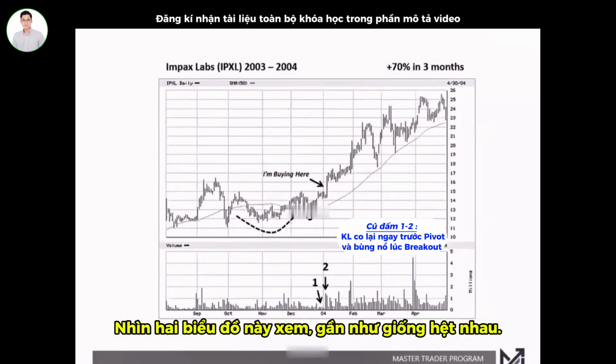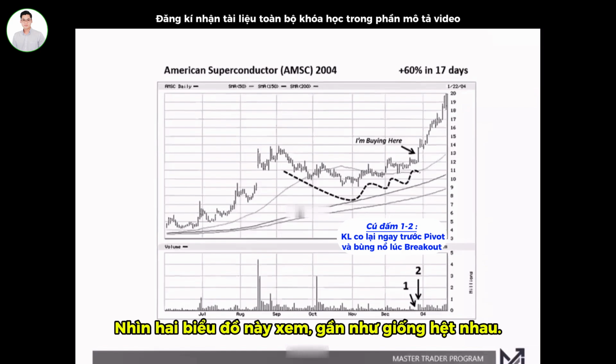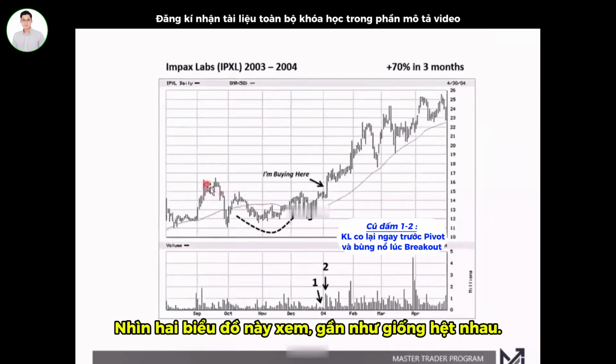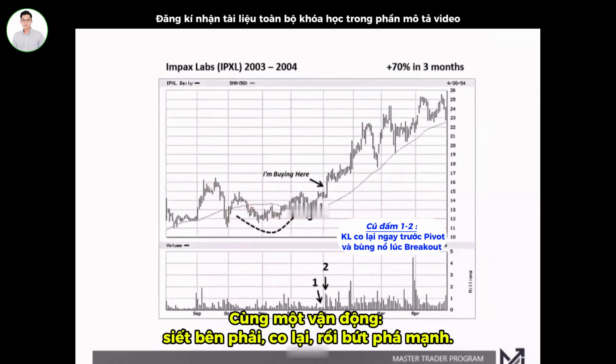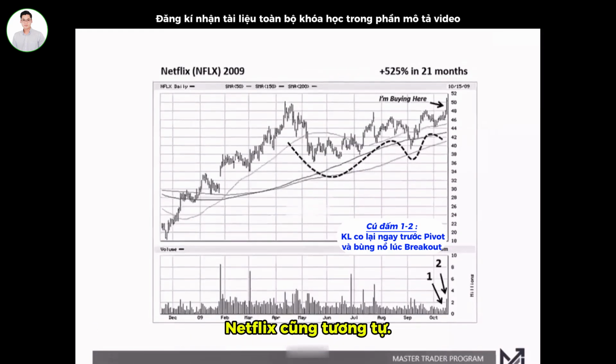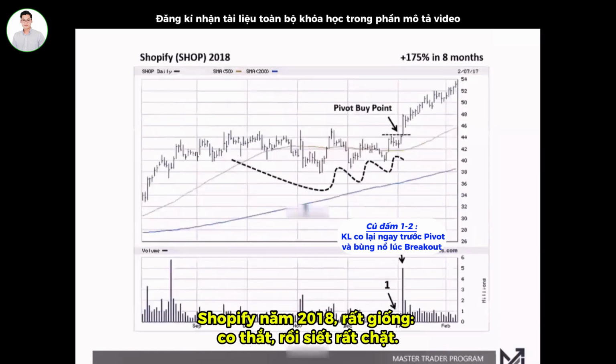All right, let's look at another one. Again, look at these two. They look almost identical. You get the same type of action here. You tighten up on the right side. You get that last tightening. There's the 1-2, right? Contraction, expansion, comes out, and a nice efficient move to the upside there. Netflix, we talked about that before. Same thing, 1-2.